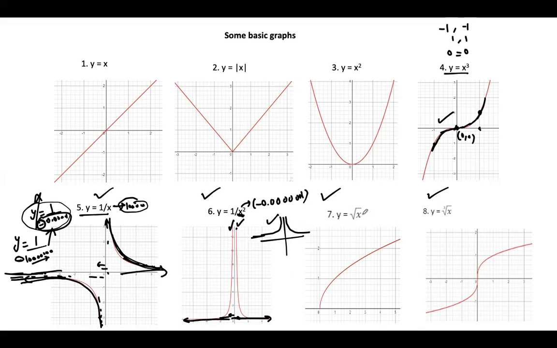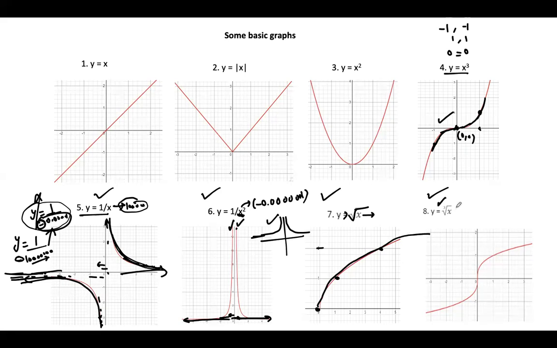Similarly, y is equal to root x. Since we are saying square root of x, it will take only positive values. So x is equal to 0, y is equal to 0. X is equal to 1, y is equal to 1. X is equal to 4, y is equal to 2. So the graph would be something like this.